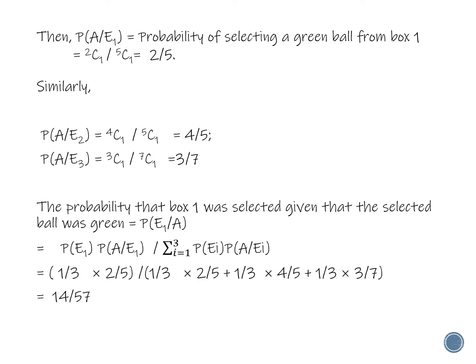Suppose the question is find the probability of selecting box 2. Then the answer is probability of E2 given A. Similarly, if the question is asked as find the probability of selecting box 3 given the ball selected was green, the answer is probability of E3 given A.